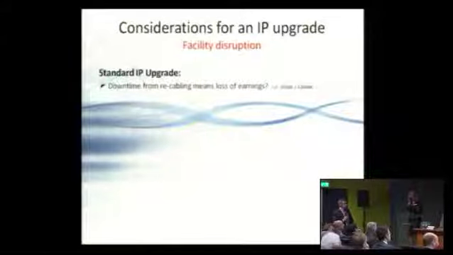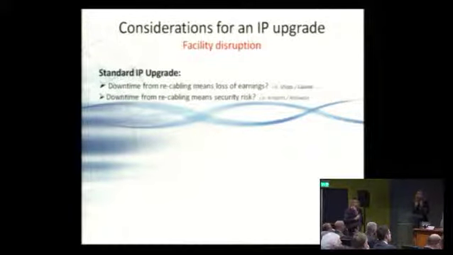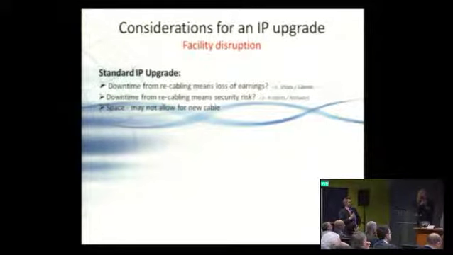And the disruption to a building when you're having to recable. So on a standard upgrade again, any kind of downtime that you have may be costly from a business and earnings point of view. Again, it may cause a security risk, so if it's at an airport and you have to shut down cameras for periods of time, and you just may not have the space available to have to recable the building.